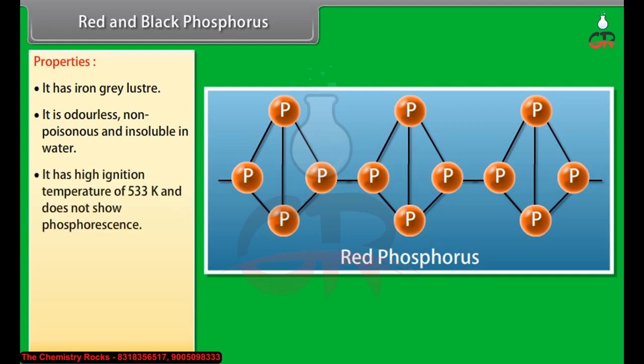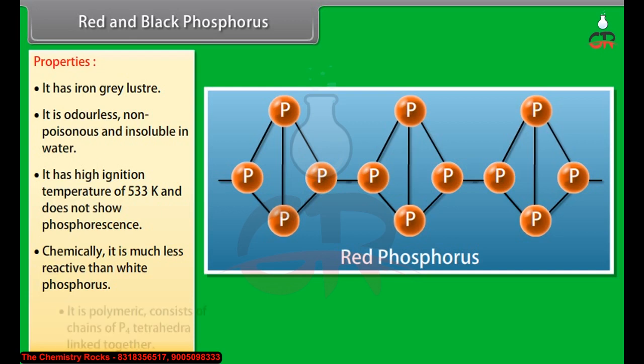It has a high ignition temperature of 533 Kelvin and does not show phosphorescence. Chemically, it is much less reactive than white phosphorus. It is polymeric and consists of chains of P4 tetrahedra linked together.